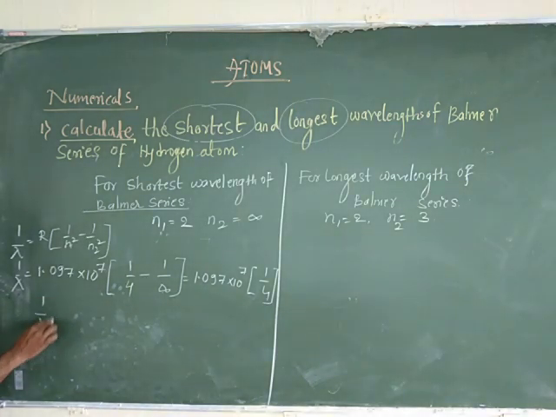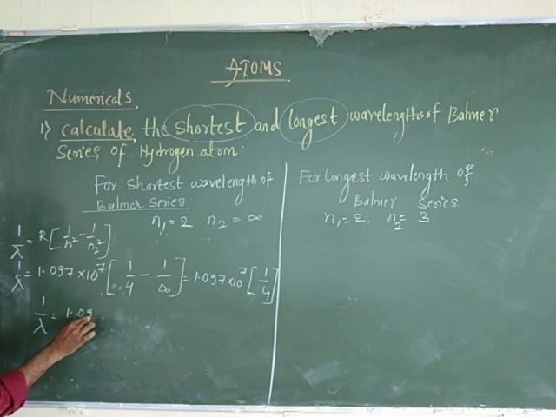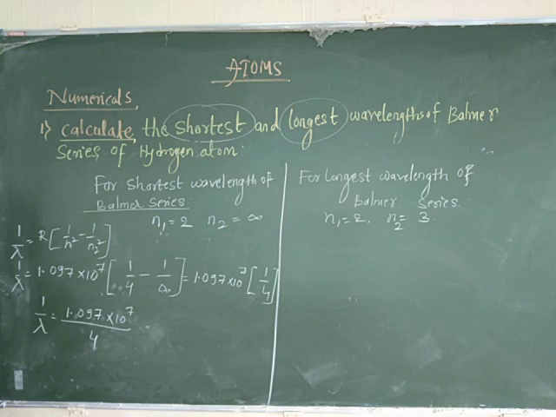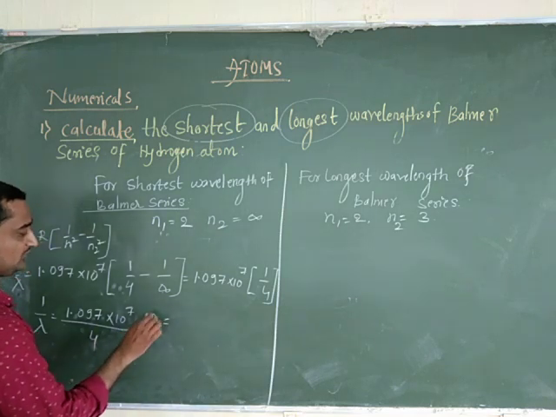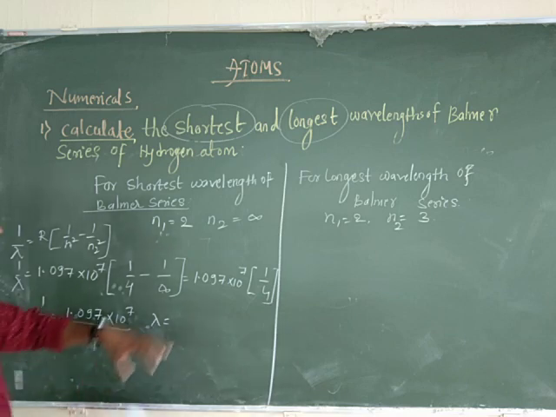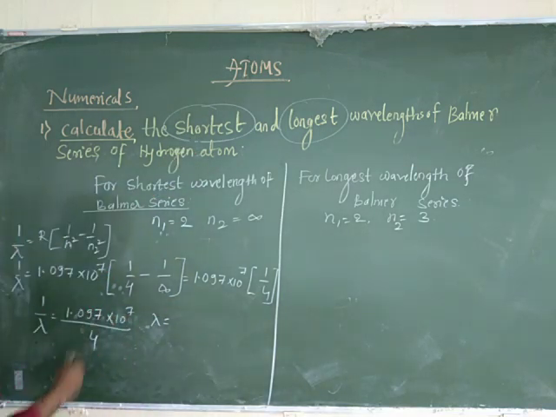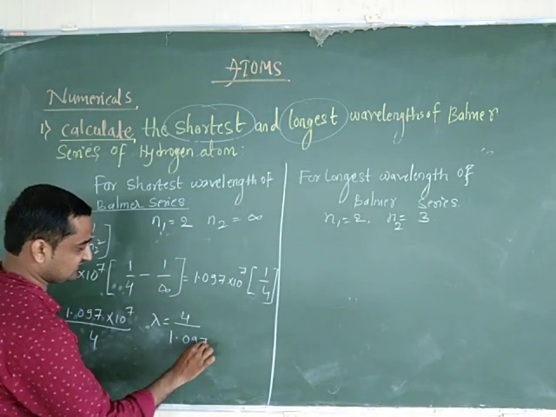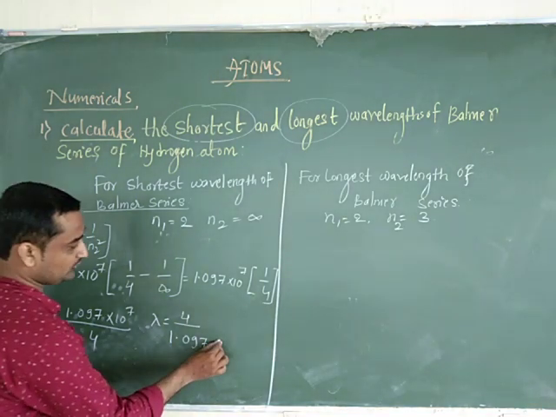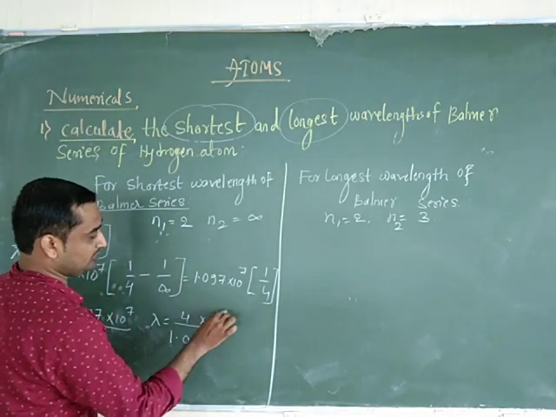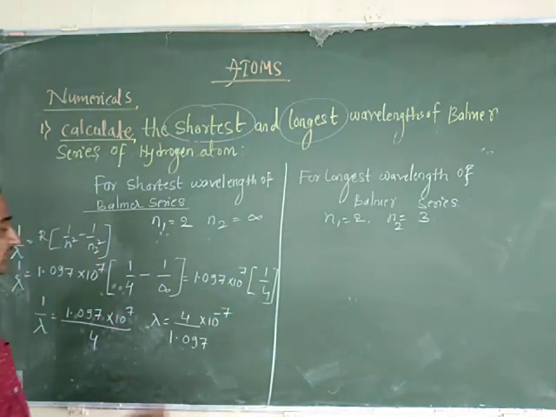Therefore, 1 divided by lambda is equal to 1.097 into 10 to the power 7 divided by 4. Therefore, lambda is equal to what? The reciprocal of this. This is 1 divided by lambda, but I want the wavelength, the shortest wavelength. So the reciprocal of this is 4 divided by 1.097, with the 10 to the power 7 written in the numerator, so it becomes into 10 to the power minus 7. So 4 into 10 to the power minus 7 divided by 1.097.